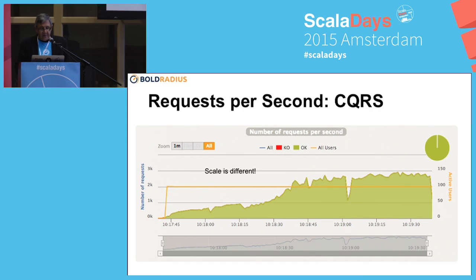For the CQRS version, again, the shape of the graph is very different. We don't get the same response characteristics, and the scale is different. In this case, we got almost up to 3,000 requests per second on that same cluster. So even without any additional resources, we have a much higher ability to handle load, not necessarily faster, because that wasn't what we were going for directly.